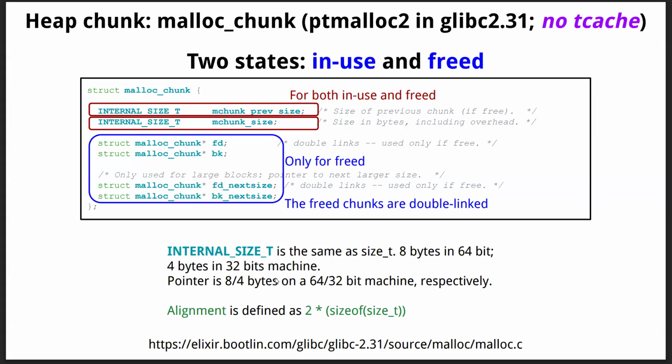So then for every memory or malloc chunk, there are two states. One is it is free. The other is it is in use. Free means it is available to be mallocked. In use means the program right now is actually using it.